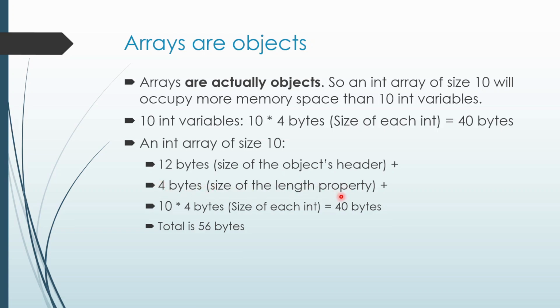Now don't you think we need that length property also? So we say array dot length, like scores.length or m.length. That length property is also going to use some memory space, that is only one int space, that is 4 bytes, and the size required for the 10 ints, so that is 40. So this is the same as the previous one, but it basically requires 16 more bytes. Why? Because 12 bytes for the object header and 4 bytes for the length property. So the total size is 56 bytes.